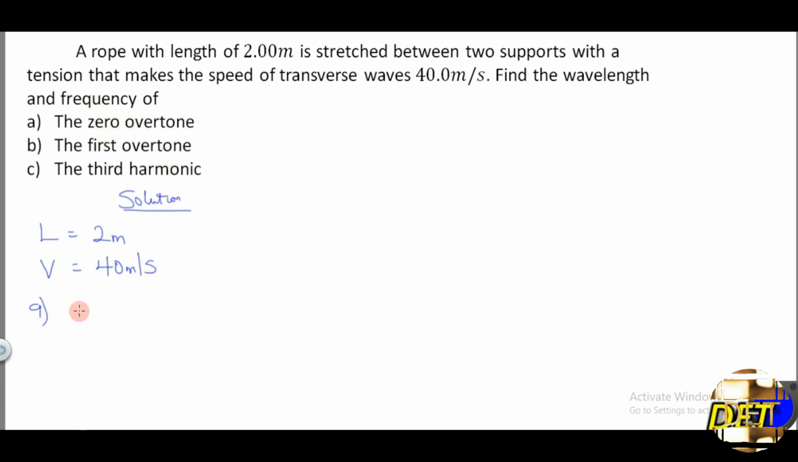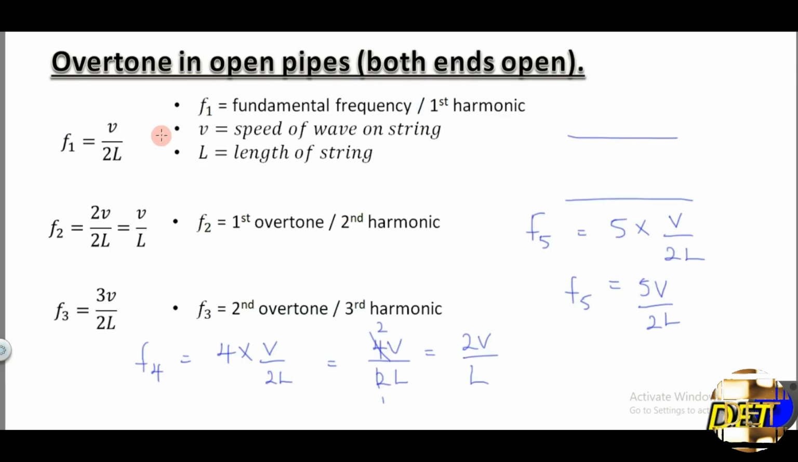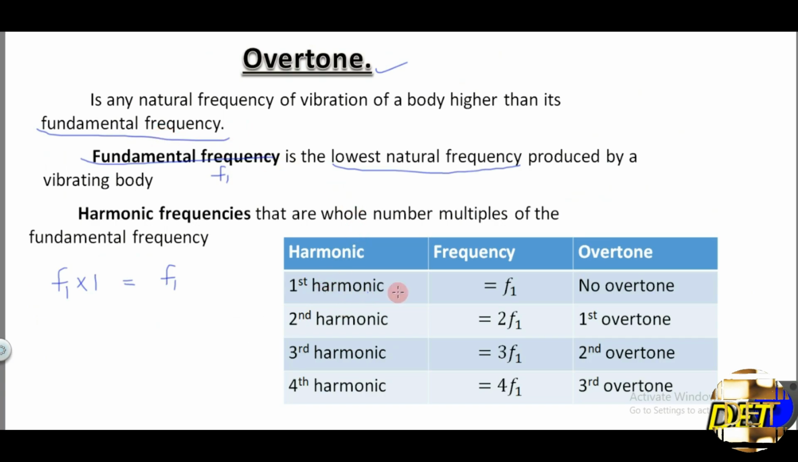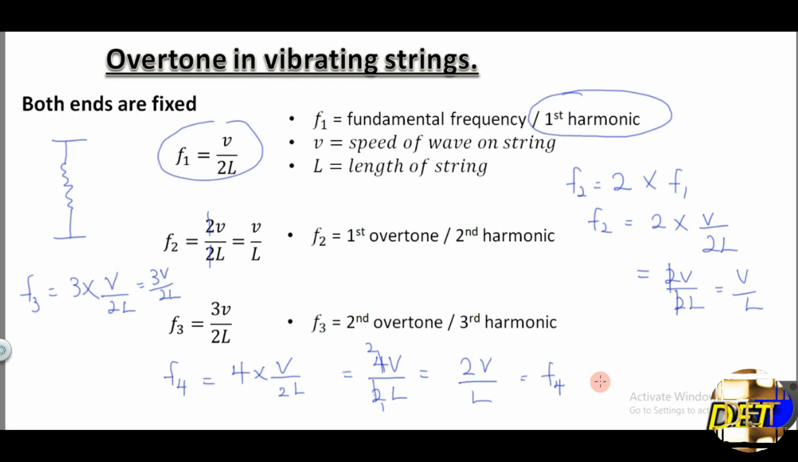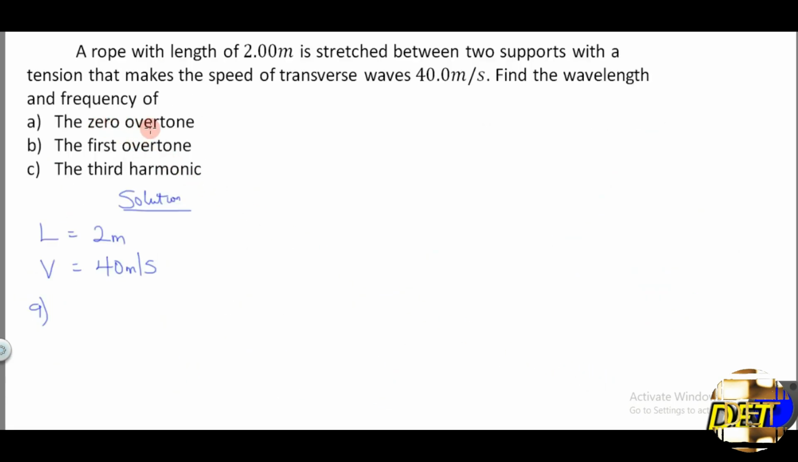So the first thing that we're going to look for is the wavelength and frequency of the zero overtone. So the zero overtone is equivalent to what? Your first harmonic. The zero overtone is also equivalent to what? Your fundamental frequency. So if we go back to that table, the first harmonic is your fundamental frequency, and there is no overtone. The second harmonic is 2 times your fundamental frequency, and that is your first overtone. Third harmonic is your second overtone. Fourth harmonic is your third overtone, right? So the zero overtone is what? Your fundamental frequency.